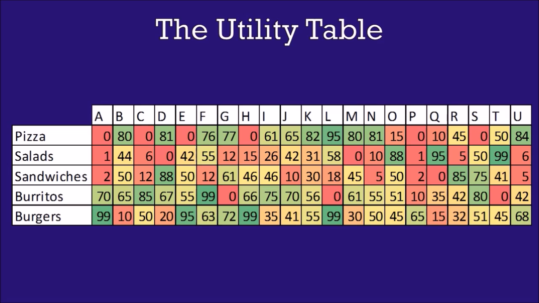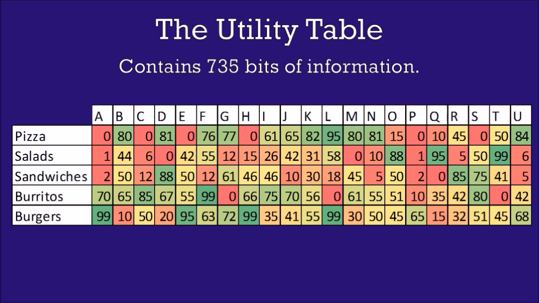The first thing to notice is just how much information is contained here. In computer science, the unit of information is the bit. Since this chart contains 105 numbers, each potentially as large as 99, this table contains 735 bits of information.